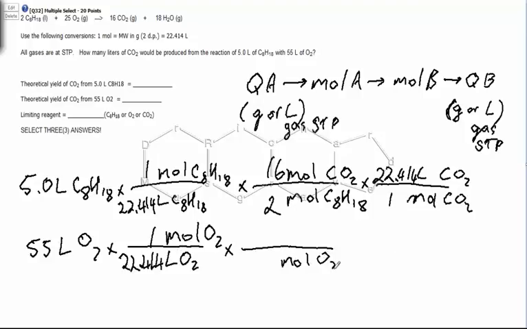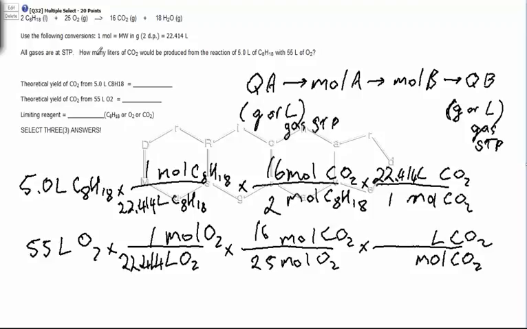Moles of O2 goes over here. Cancel with that one. Moles of CO2 goes on top. Relationship, 16 moles of CO2 to 25 moles of O2. Moles of CO2 goes on the bottom, and we need litres of CO2 from up here, and that's going to be 22.414 litres is equal to 1 mole of CO2. Alright, so both of these are going to give a certain number of litres of CO2.